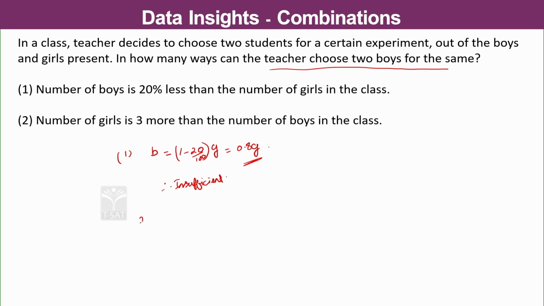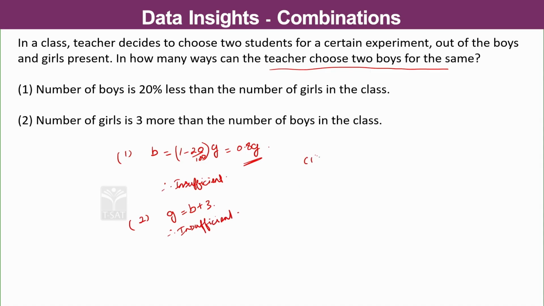Now, let us look at statement 2. In statement 2, the number of girls is 3 more than the number of boys in the class. So, G plus 3. Again, you know nothing about G, so you cannot calculate the number of ways the teacher chose 2 boys. So, this is also insufficient to answer the question.